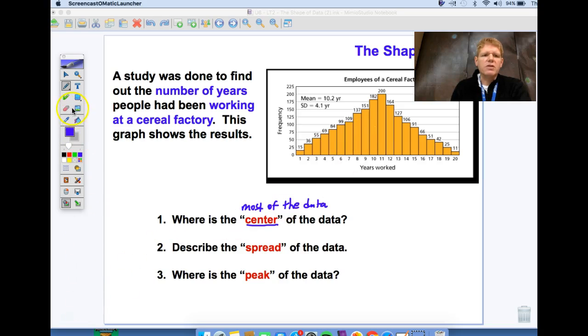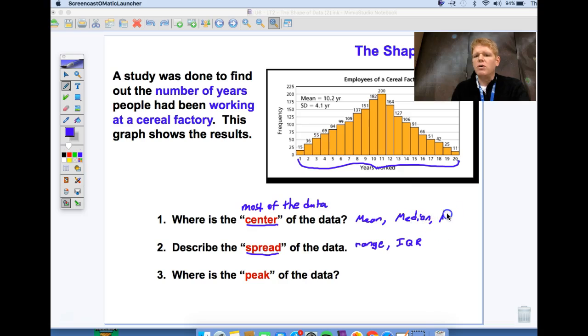Another word that we use is called spread. We use the word spread to talk about the distance the data spreads across. So the spread of the data here is from 1 to 20. Some words that we use for that sometimes are range and interquartile range, or we use the letters IQR. Words that we use for center, by the way, are things like mean and median and mode. Those are the big ones that we use the most often, and they tell us where the center is.